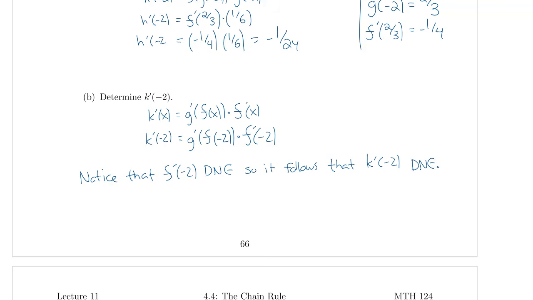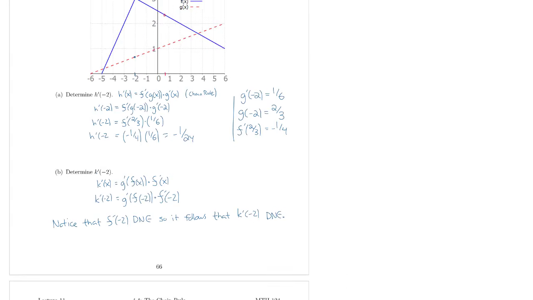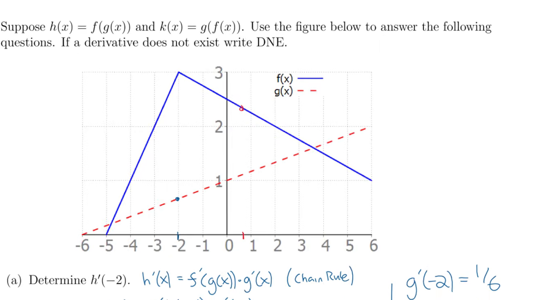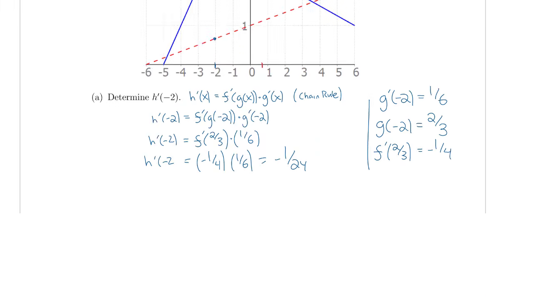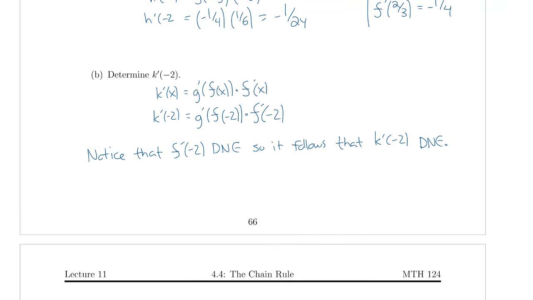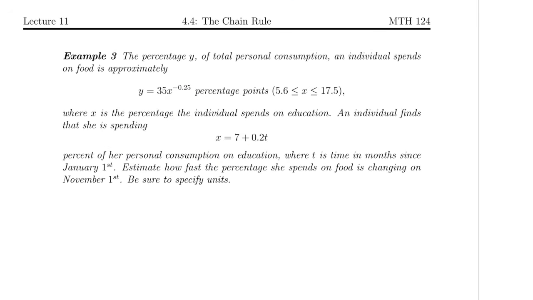f of negative 2 is a function value, and that's not a problem, but if we come back up to the plot, we see that f prime at x equals negative 2 is at a sharp corner, and anywhere you have a sharp corner, the function is not differentiable. In other words, the derivative does not exist there for f, so there's no way to define the derivative using our limit definition. Just to put it another way, f prime of negative 2 does not exist, and since that's part of our expression for k prime of 2, that also implies that k prime of negative 2 does not exist. So let's take a look at a word problem.